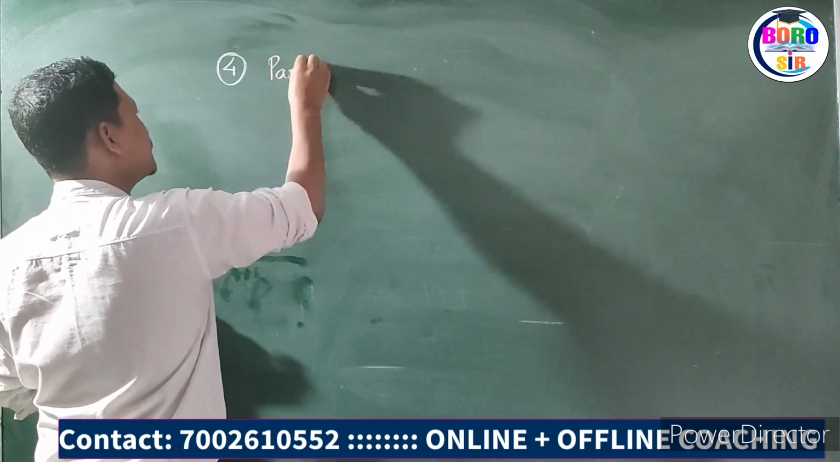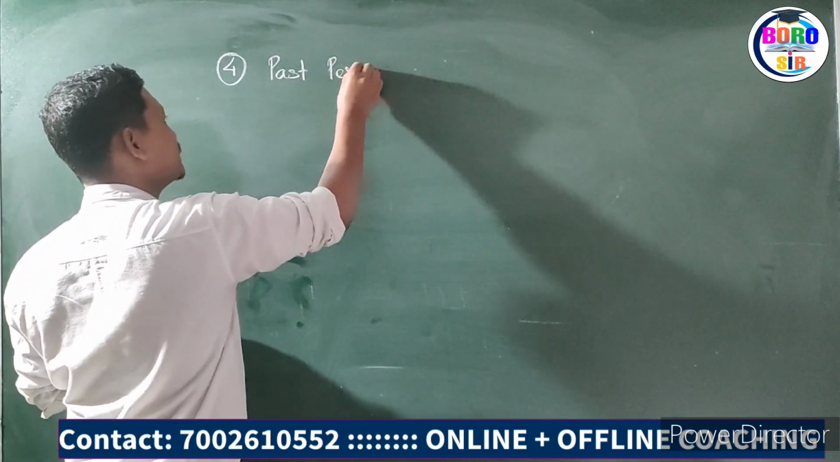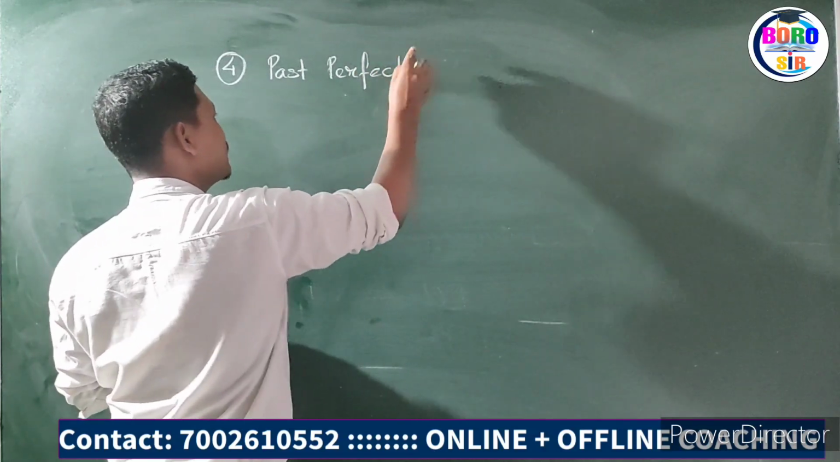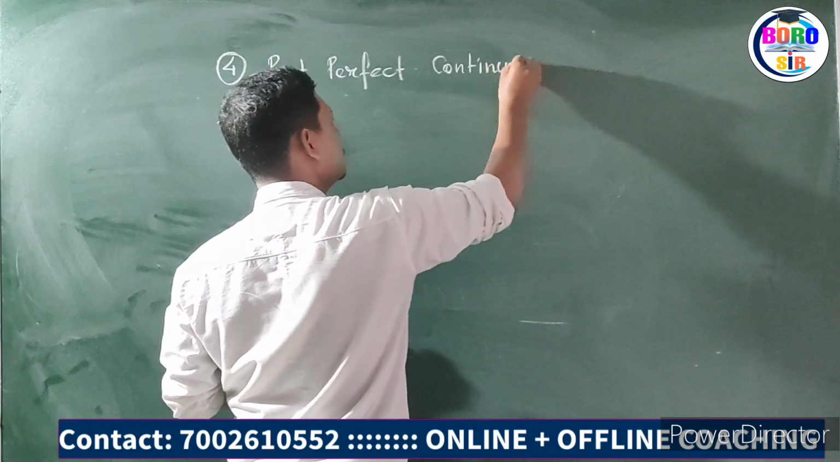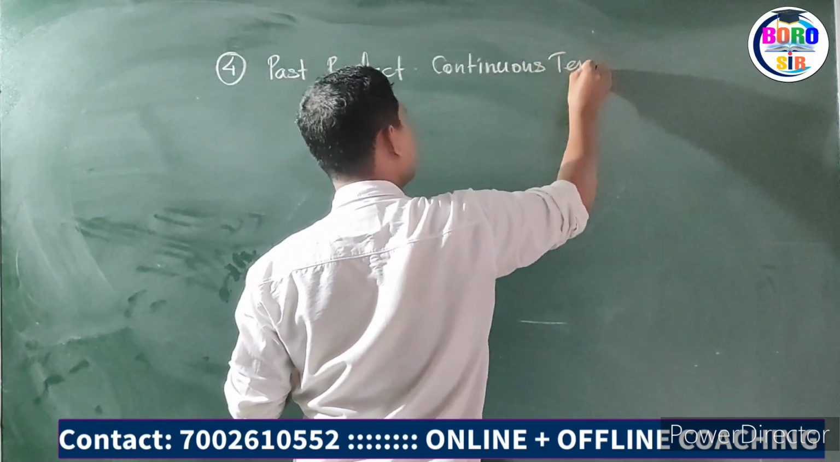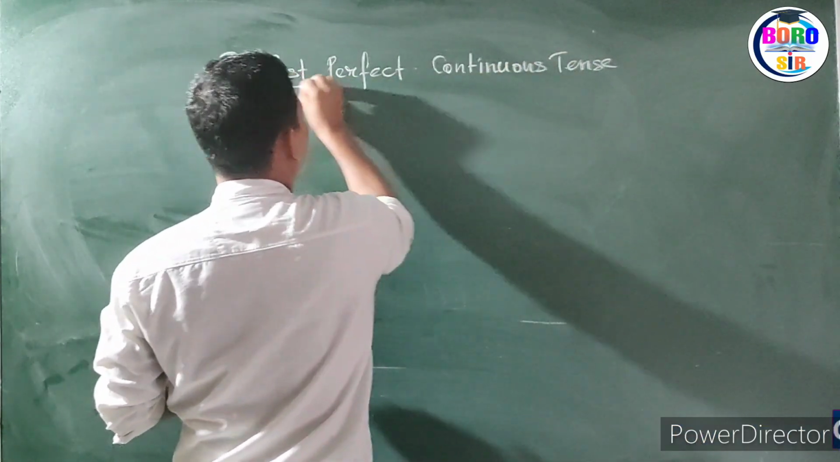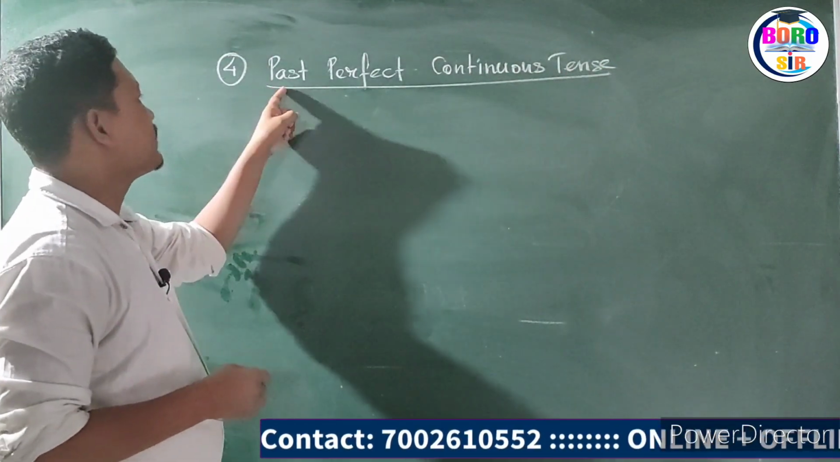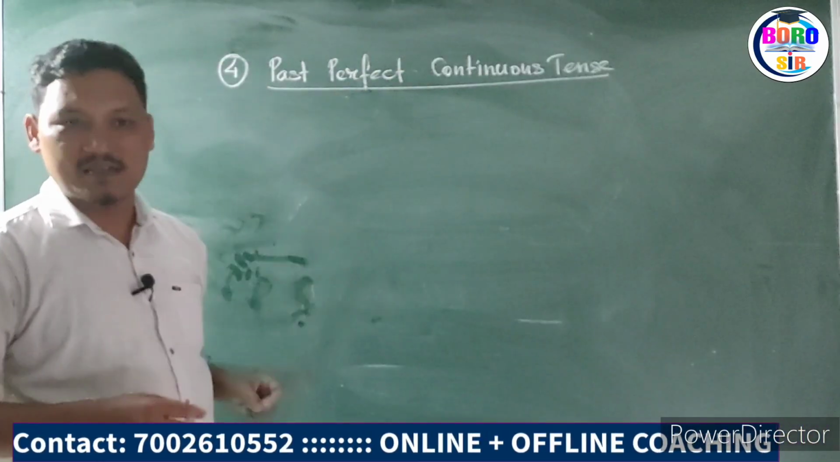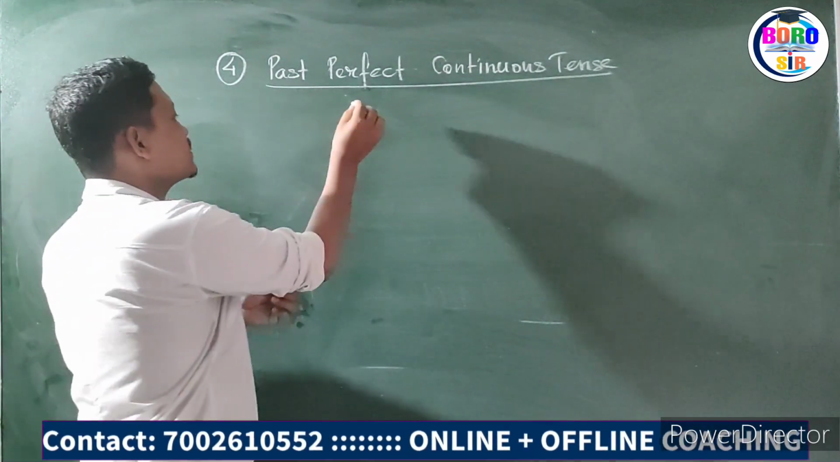So let us write the tense first here. Past perfect continuous tense. Okay, so we have written past perfect continuous tense. Now we will know the structure.